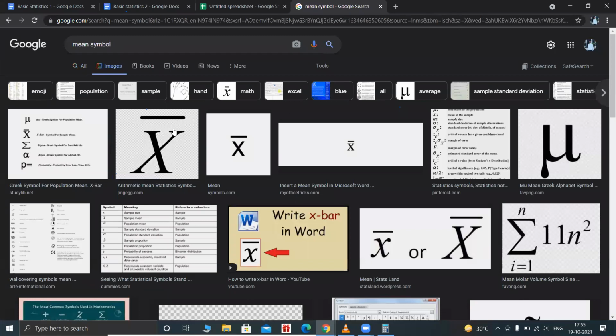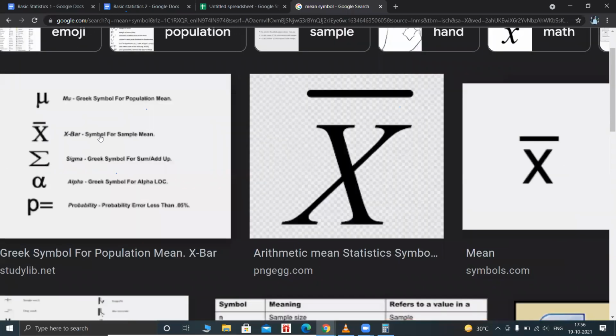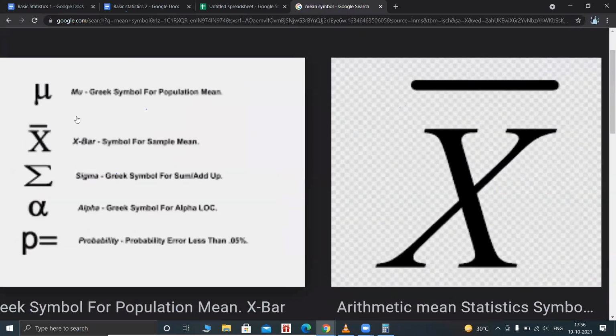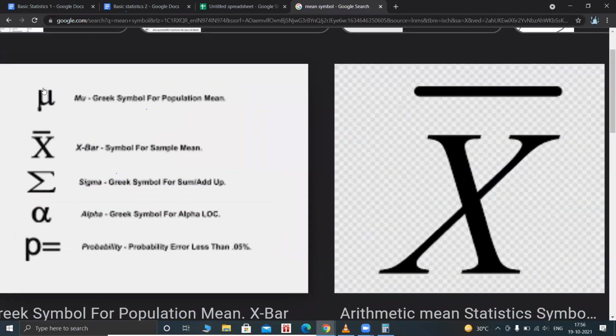X bar. See guys, we can even think of X bar; X bar is also mean. I hope you can see this. So the first one is mu, which we can think of as the mean. We have not gotten to the actual core concepts of math yet, where we can also use this symbol as the population mean. Just think that this is a symbol to represent mean.